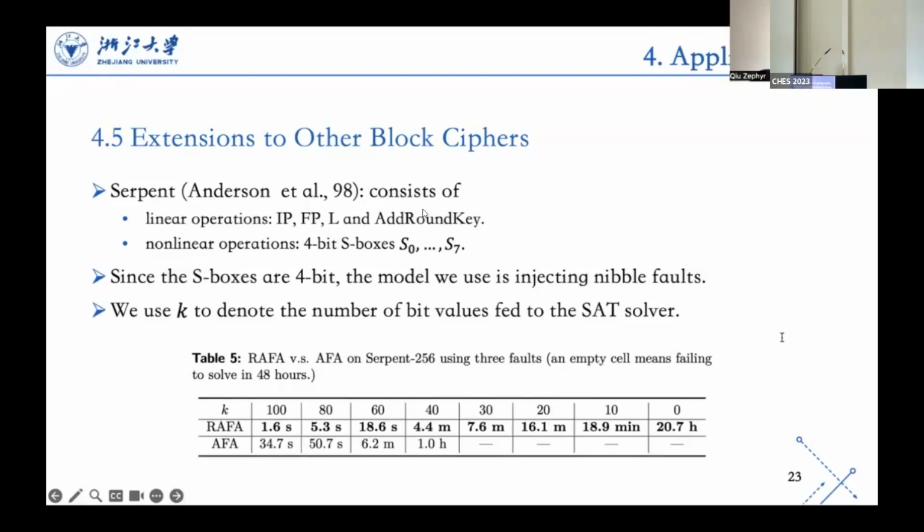The reason why we use 3 faults is that when only 1 or 2 faults are injected, there are so many candidate solutions that could pass on the given ciphertext. In the worst case, the SAT solver is expected to find all the candidate keys and verify them using the plaintext. However, finding all solutions is an even more challenging task for a SAT solver.